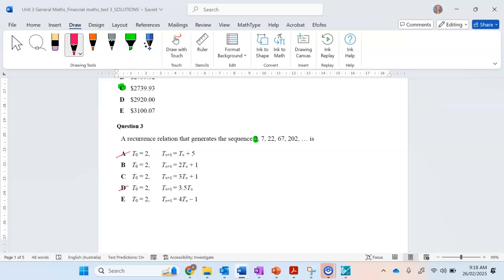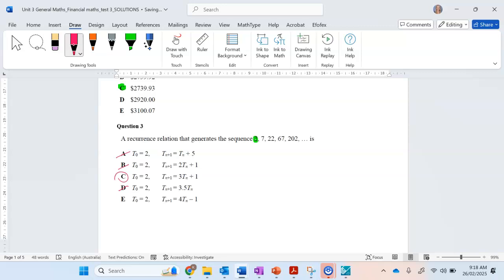Let's have a look at option B. So this is 2tn plus 1. So what we can do is just take this first value. 2 times 2 is 4, plus 1 is 5, so it's not going to be B. Option C, 2 times 3 plus 1 is 7. 7 times 3 plus 1 is 22. 22 times 3 is 67. So it looks like option C is our answer.